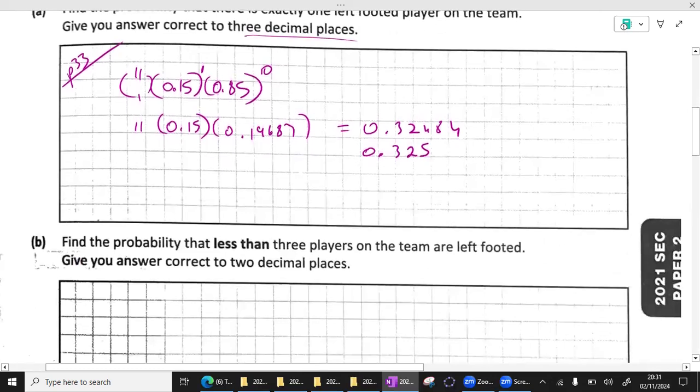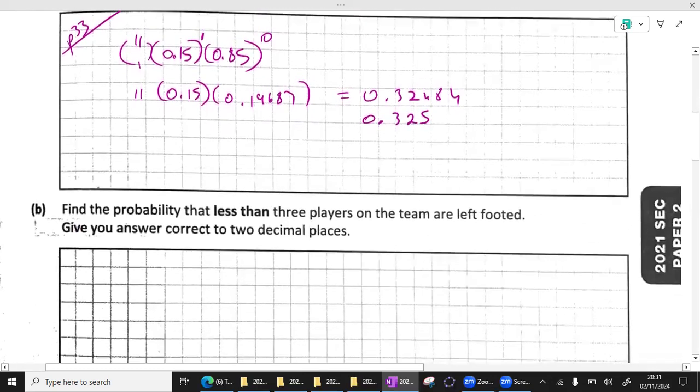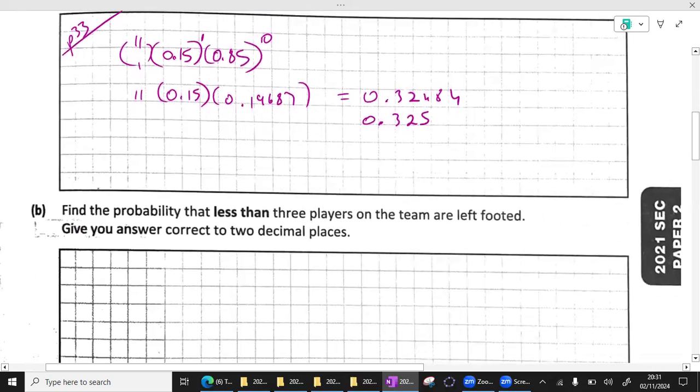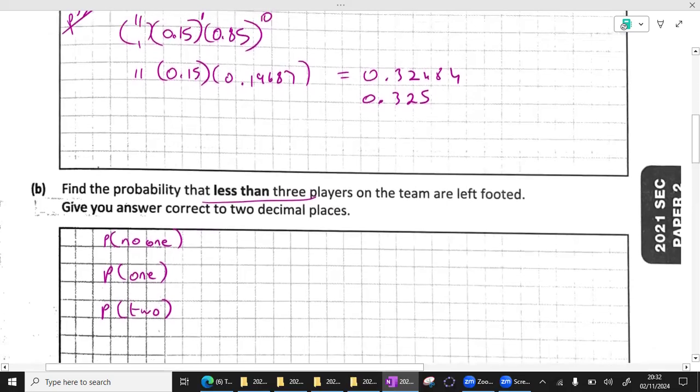Okay, part B, find the probability that less than 3 players on the team are left-footed. Now if it's less than 3, it can be the probability of no one being left-footed, the probability of 1 person being left-footed, or the probability that 2 people are left-footed, but we can't do 3 because it says less than 3. We already know the answer for 1 because we worked it out in part A, so I'm going to write that one in.